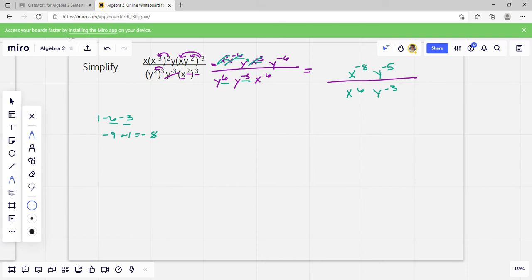Actually, it wants you to write all these positive. You can write it any way. So if I wanted to put all these positive, I would move my x down to the bottom to make that be plus 8. 6 and 8 is 14. And then I would move this guy. I think I got something messed up there. Let's see. x to the 14th on the bottom, and then y to the 4th on the top.